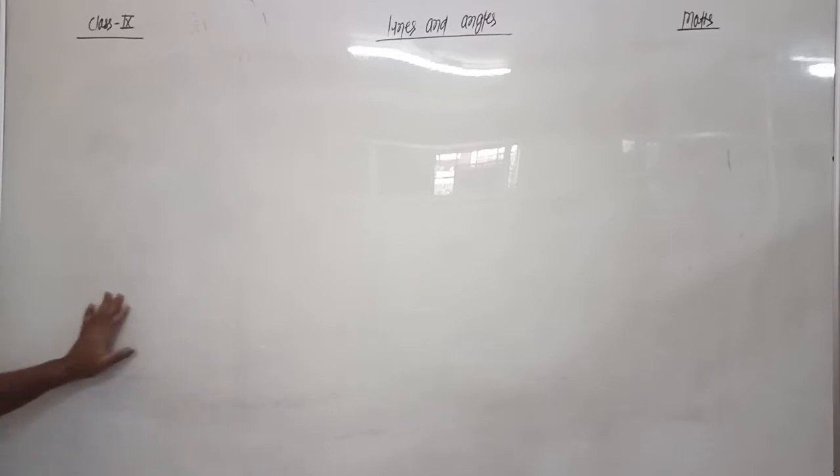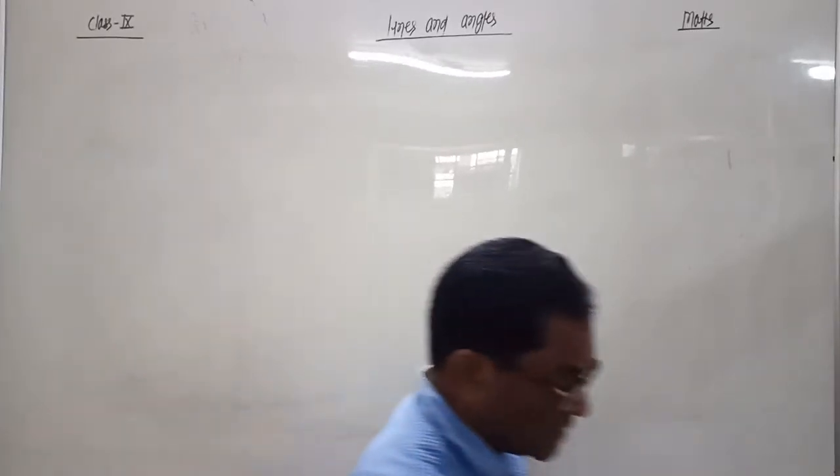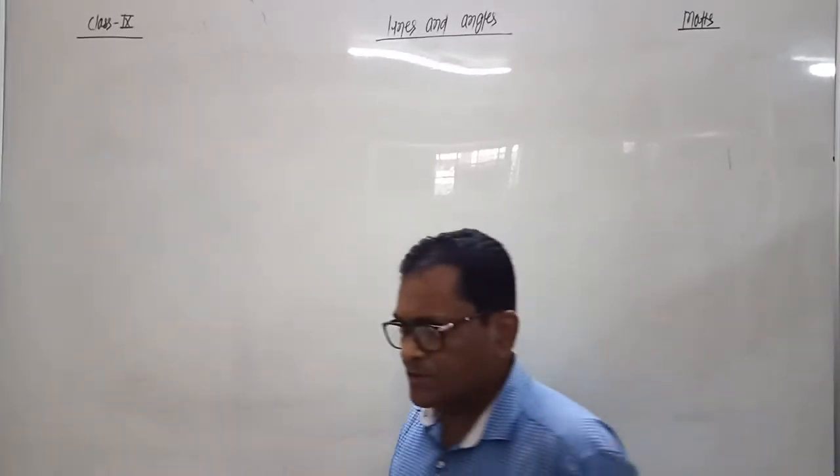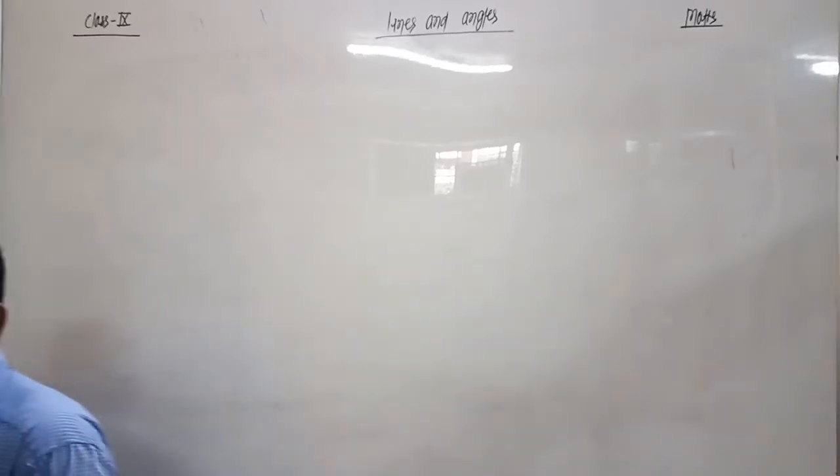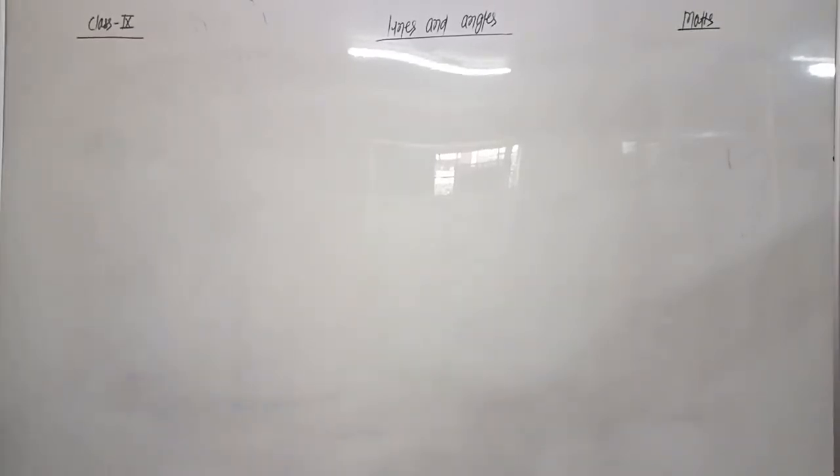In a previous video, we discussed linear pair angles and adjacent angles. The sum of two linear pair angles is 180 degrees. Now we talk about vertically opposite angles.